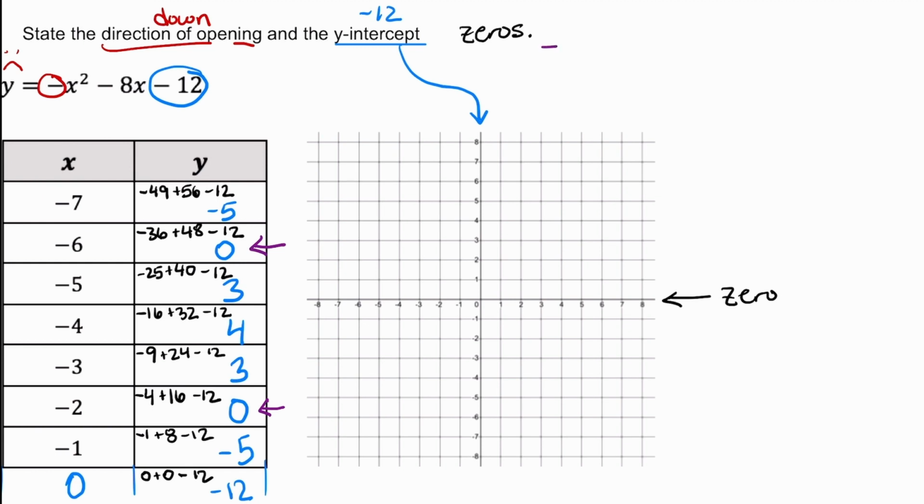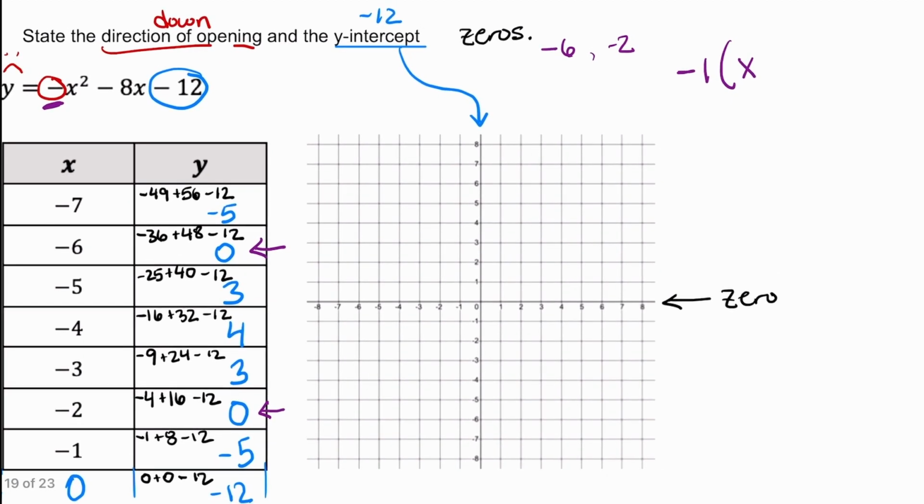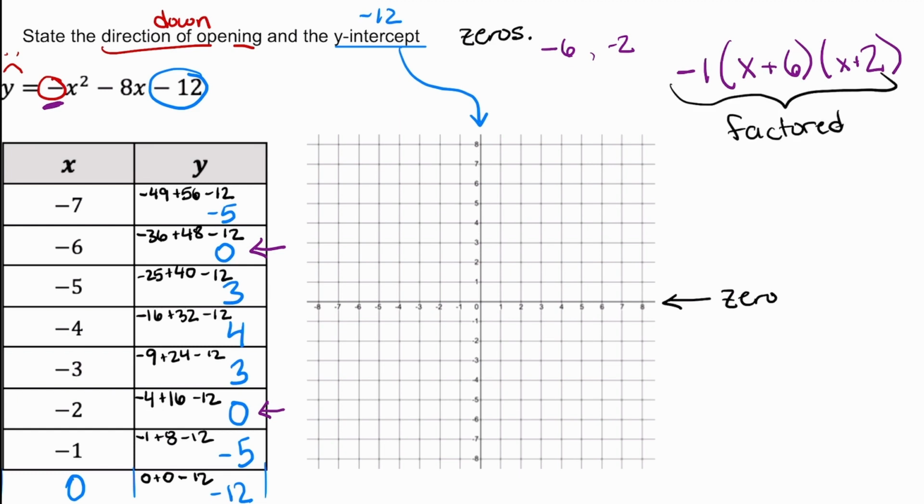So our zeros are at -6 and at -2, which means that we can factor this equation. Since we have a -a, we can pull that out. So it's -1. And then x minus our first root. So x minus -6 would be x plus 6. And then x minus -2 would be x plus 2. So then that's our factored form. So we have our zeros, we have our intercept, we have our direction of opening, so we can graph this.